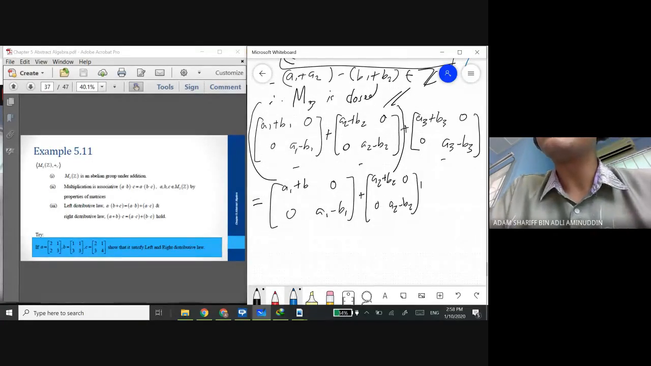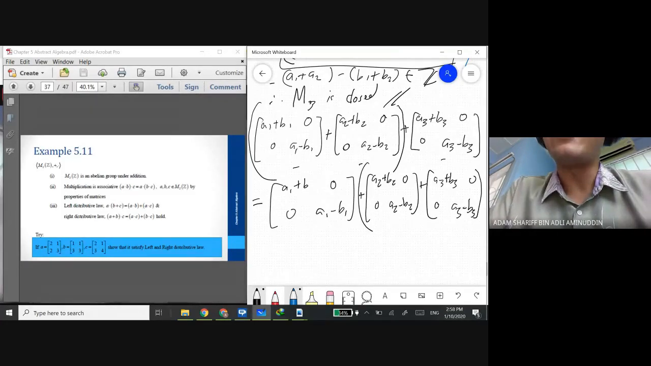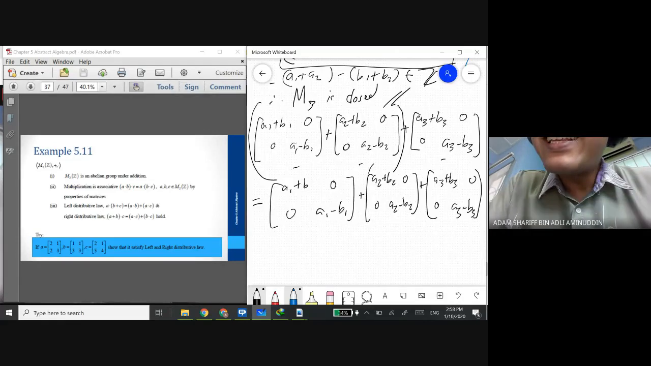Alamak, tak ada space. It's equal with this. Alamak. Yeah.